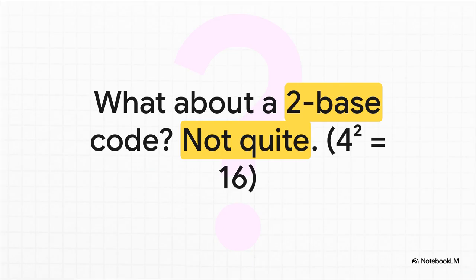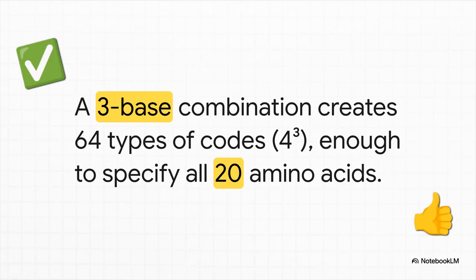We're getting closer, for sure, but that's still not enough to cover all 20 of our building blocks. So nature came up with a better solution: reading the code in words made of 3 letters. 3. That's the magic number. And that 3-letter word completely solves the problem. A 3-base code gives us 64 possible combinations. That's way more than enough to give a unique code to each of the 20 amino acids. And you even have some codes left over for punctuation, like start and stop.